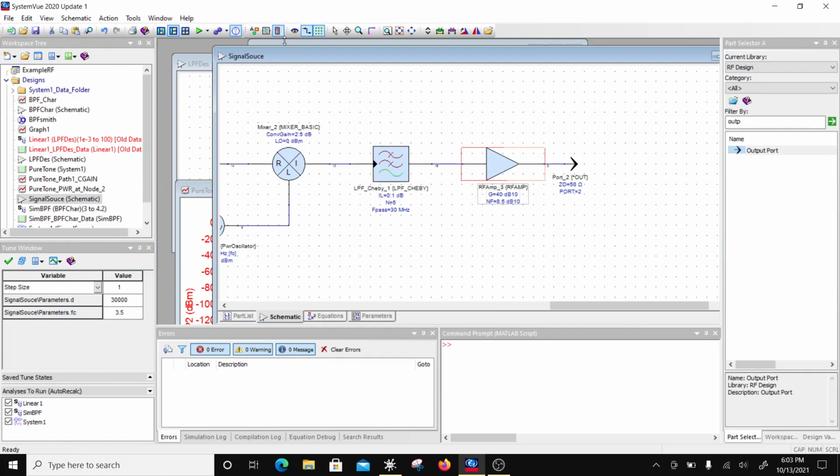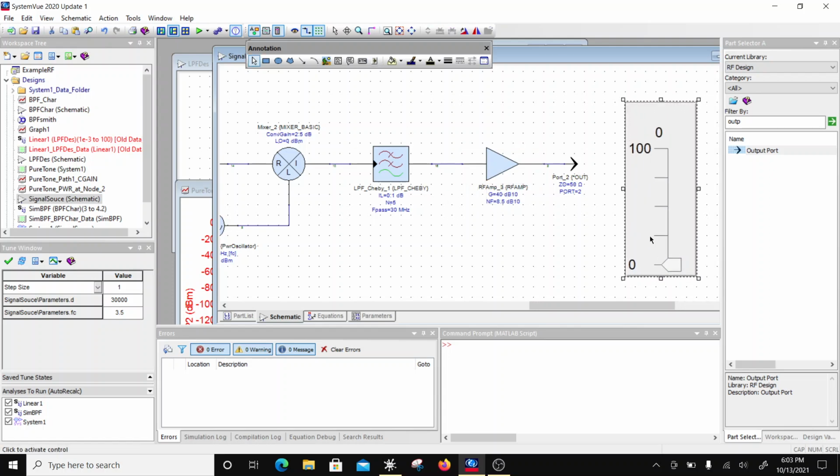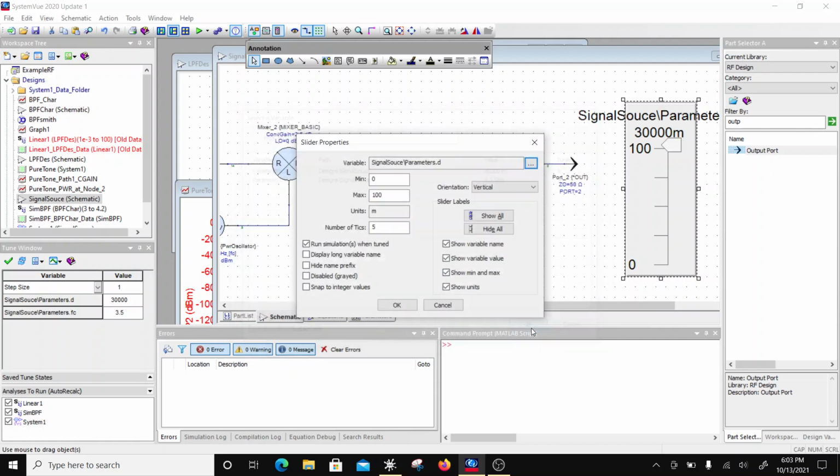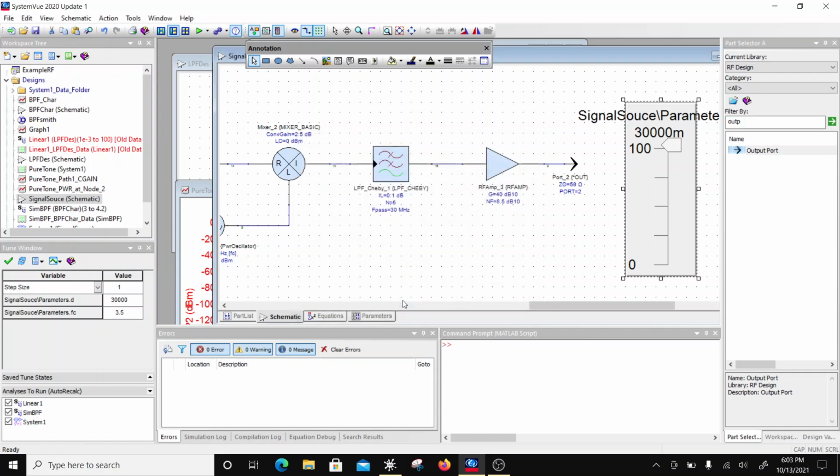Now let's go ahead and put distance on a tune. So I will put what you call a slider, and here I am going to choose distance. I am going to hide the prefix and say the minimum is 10 meters, the maximum is 60,000, or 60 kilometers, right? And here I'm going to put 10 ticks and snap to integer value, and say okay.